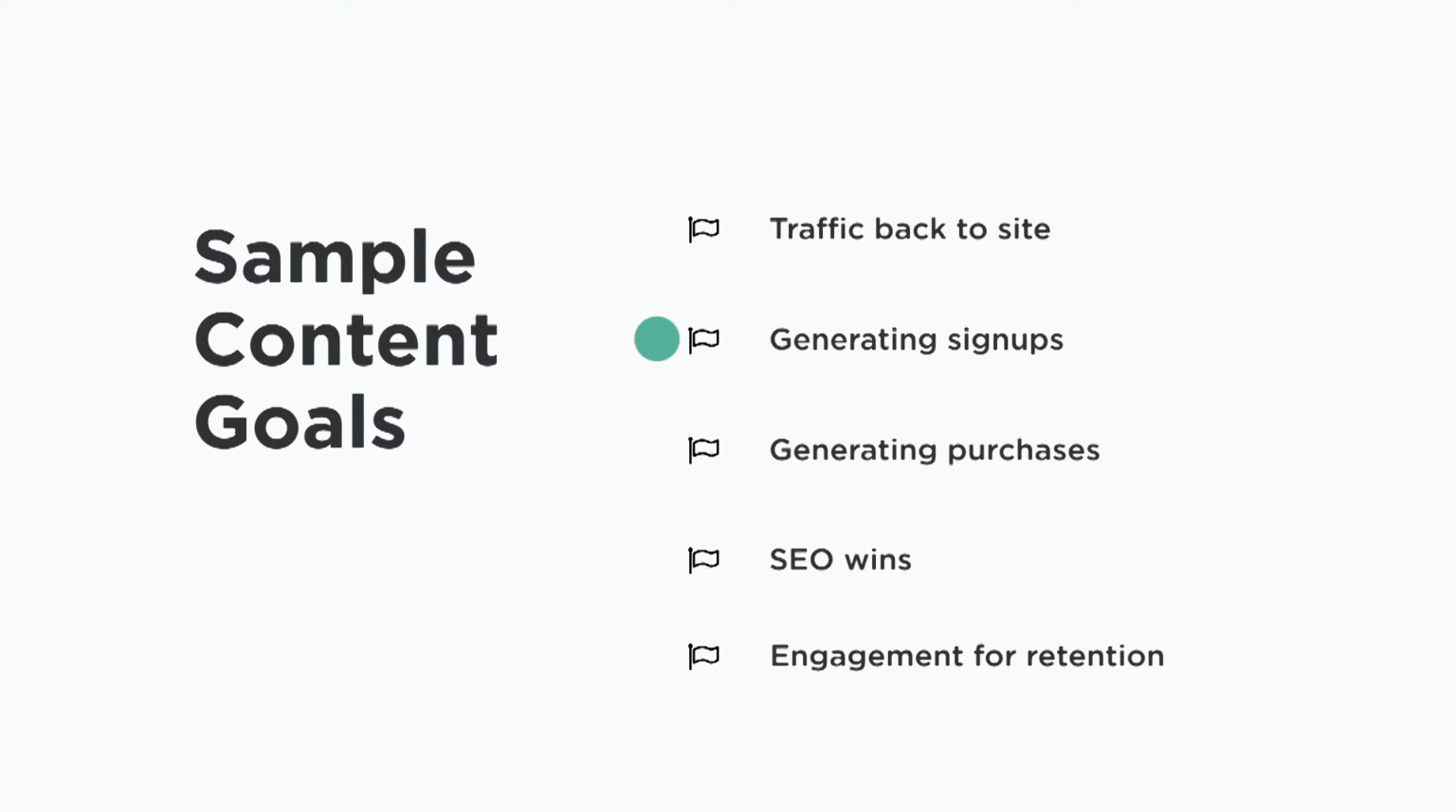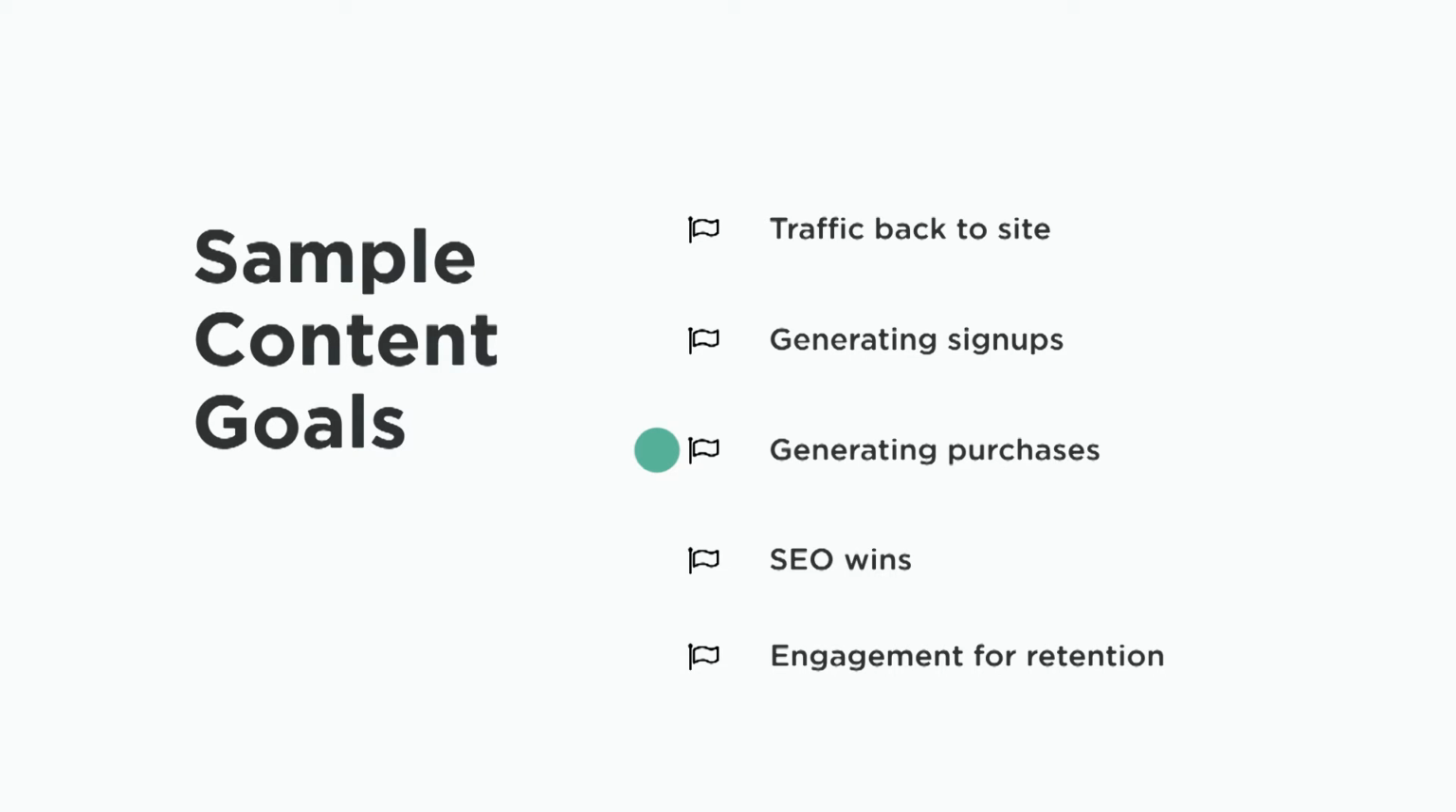Second, to generate signups, which means that you're essentially serving these images, these videos, or these articles so that new users sign up either for content updates or for product updates, with the hope that you can convert them to users in the long run. The third sample content goal that I'll be suggesting today is generating purchases. So once they've felt satisfied with the content you're serving and they're engaged and they know about you, they're more prone to buying the product or service that you offer.